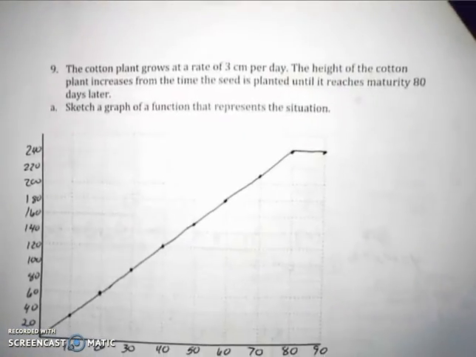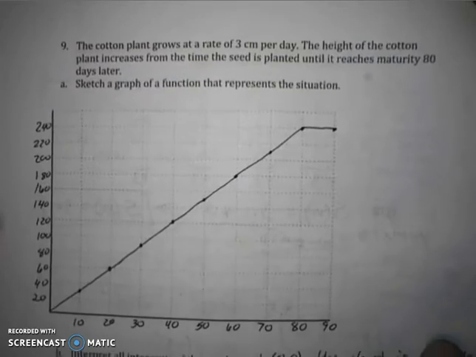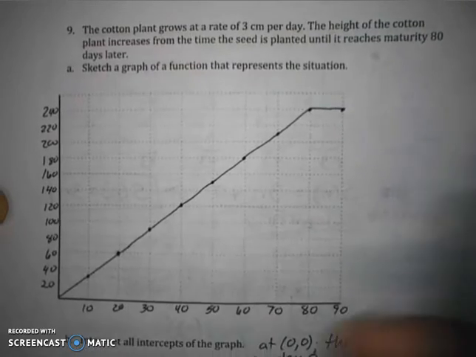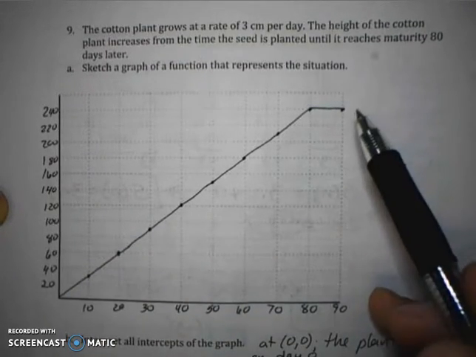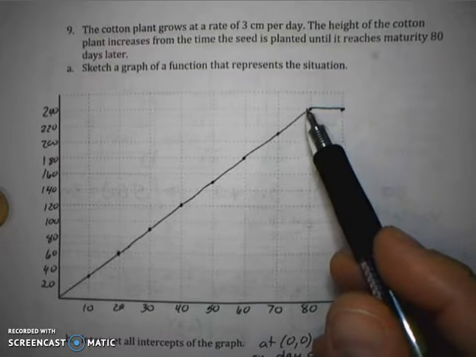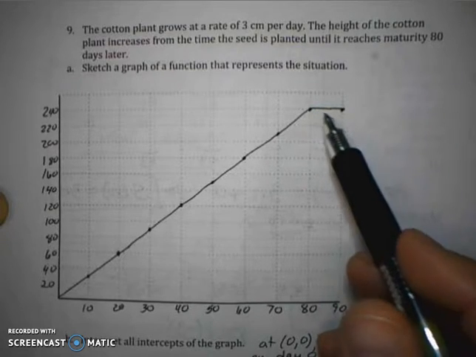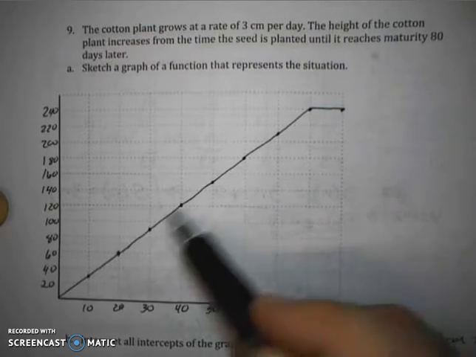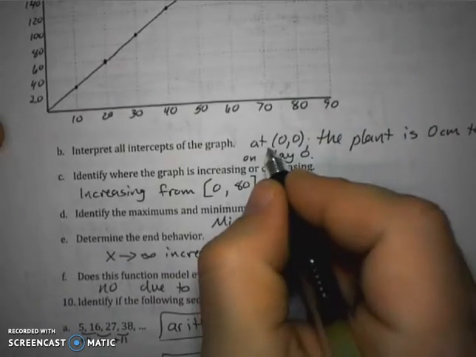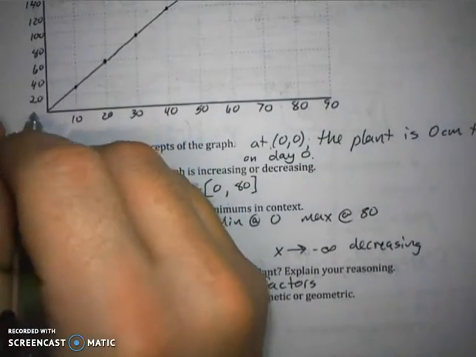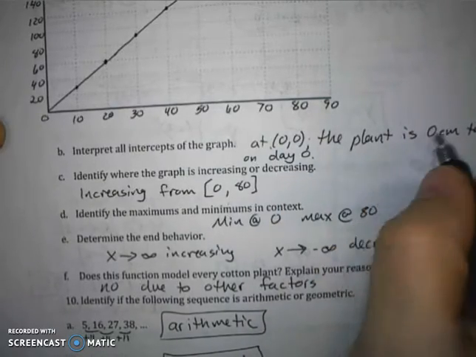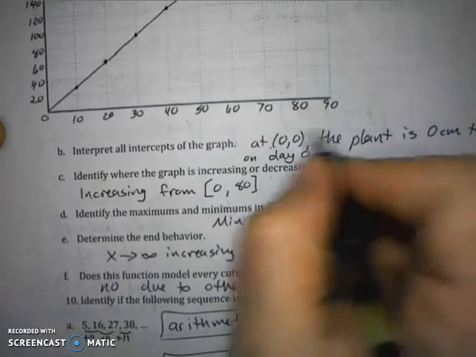Okay. Cotton plant growing at a rate of 3 centimeters per day. Notice that if we just counted up by 1 centimeter each time, we wouldn't get to the full height of the cotton plant. So remember, we talked about making our scale fit the full amount of information. I want to show the height at its fullest for the cotton plant. At 80 days, it stops growing at 240. So at 90, you need to have leveled off here. Okay, so make sure that your graph looks like mine. And so when it says interpret the intercepts, that's the 0, 0. It crosses the x-axis and y-axis at 0, or 0, 0. So at 0, 0, the plant is 0 centimeters tall on day 0. That's the interpretation part of that.